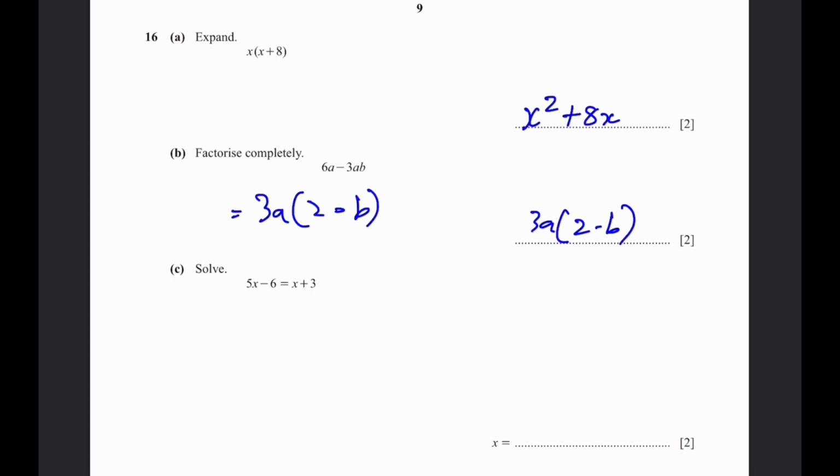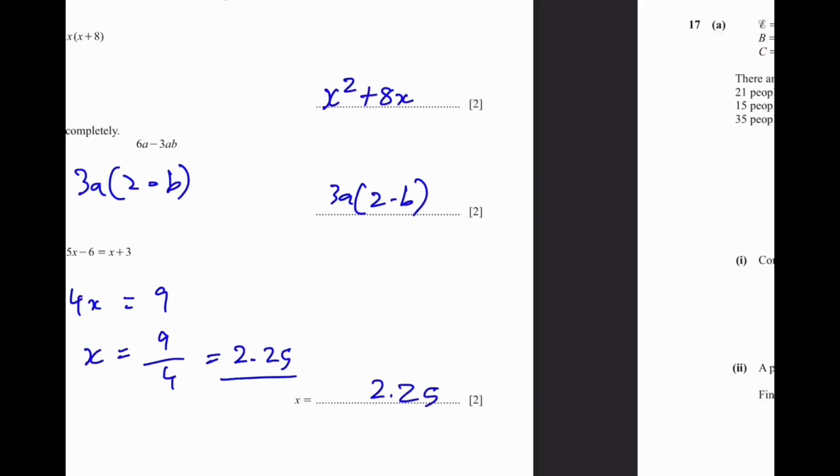C. Solve 5x minus 6 is equal to x plus 3. That means when you bring x and minus 6 to the other side respectively, that'll be 4x is equal to 3 plus 6, which is 9. x is equal to 9 by 4, which is 2.25. That's the answer. Question 17.